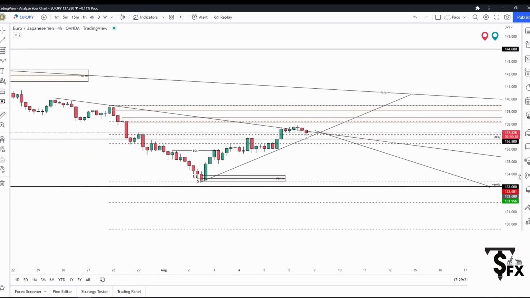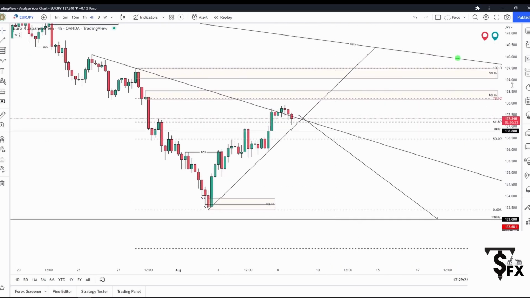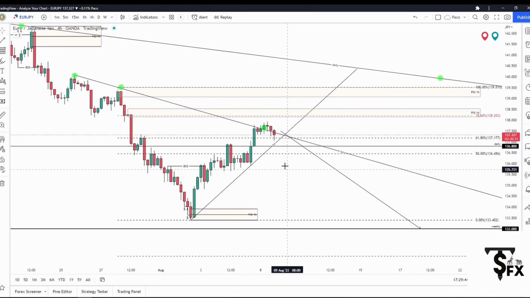On a 4-hour time frame, what we can see? There is two options here. We can see that the price has made a third point on the trend line. There is the first, the second, and the third point. And from here we have another ascending trend line. And here we can expect a third point as well.